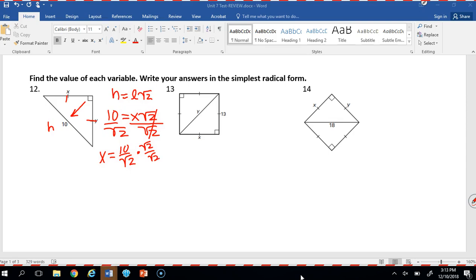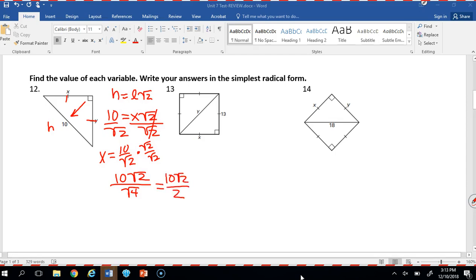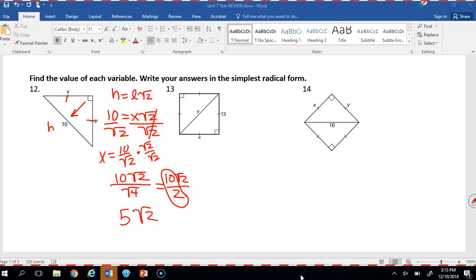Now, when I do that, I'm going to get 10 square root of 2 over the square root of 4, and that's going to be 10 square root of 2 over 2. And then I notice here that I can divide the 2 into the 10. So our answer is going to be 5 square root of 2. That is the value of x. And what I recall up here is that x and y are equal, so that is also the value of y.